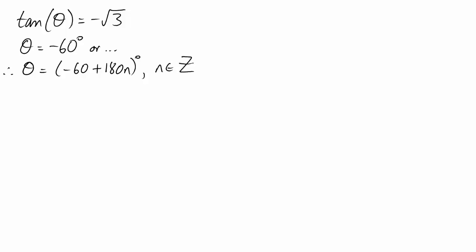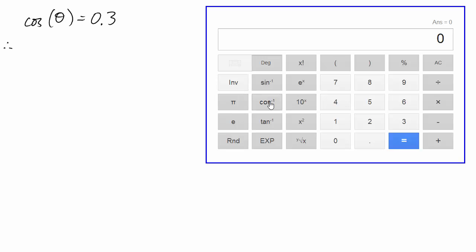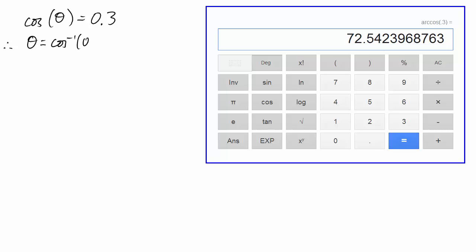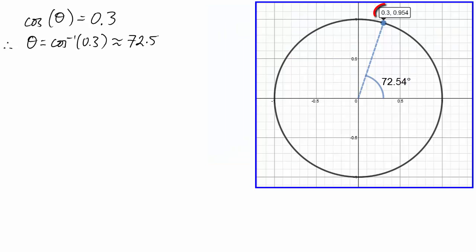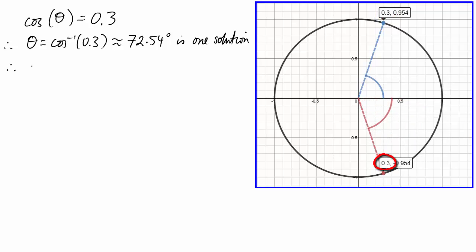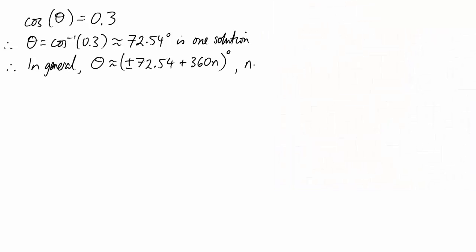If the right-hand side is some value that doesn't resemble anything in the exact value table, then you'll probably have to use a calculator to get the first value to get started. For instance, to solve cos theta equals 0.3, a calculator will tell you that cos inverse 0.3 is about 72.54. So that's our first solution. Then, by symmetry, another solution is at negative 72.54. So the general solution is theta is about plus or minus 72.54 plus 360n.